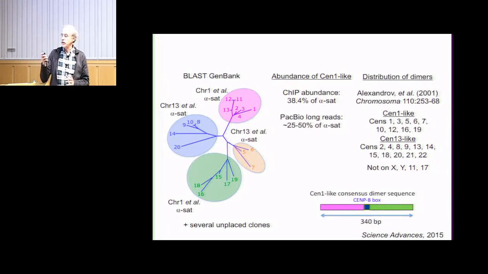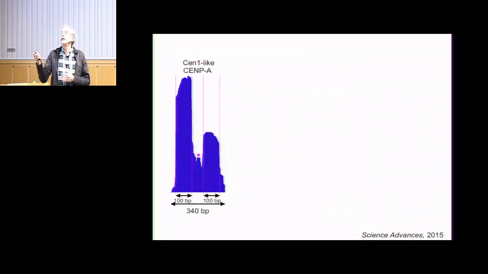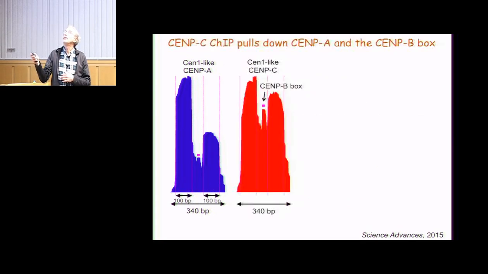So the question is, what happens if we map our reads to this? So this is the CEN1-like, and what we see is a very striking structure. We see a pillar of 100 base pairs here, a pillar of 100 base pairs here, with a gap in between. And when we pull down with CENP-C, we see the same thing.